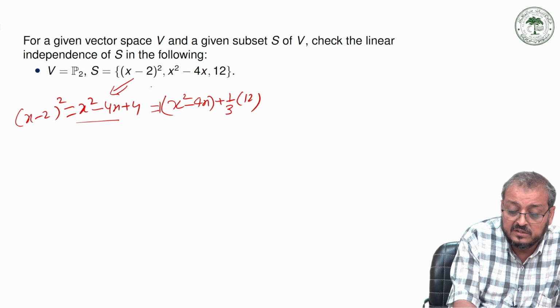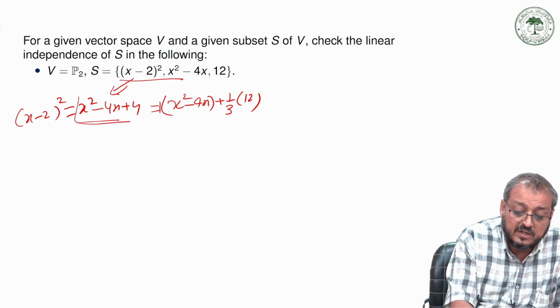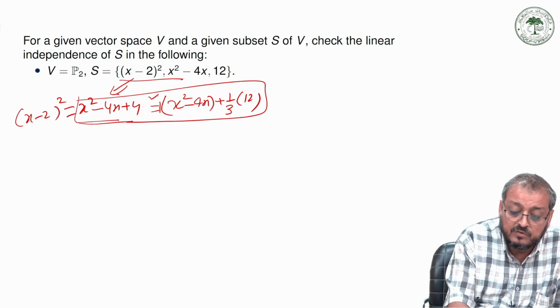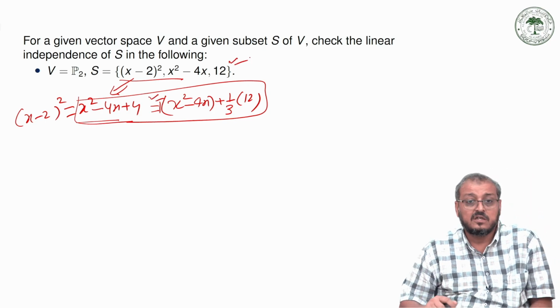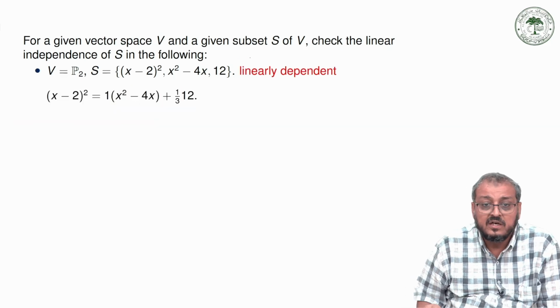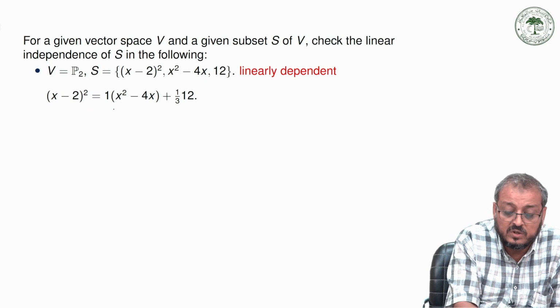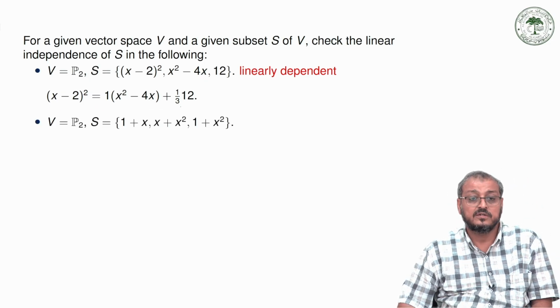So we can write this combination as 1 times this plus this, so this vector can be written as a linear combination of these two vectors. This means clearly this set of vectors over P2 is linearly dependent. Why? Because this x square can be written as a linear combination of the other two vectors.